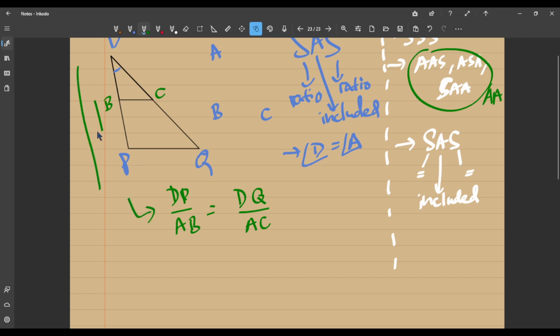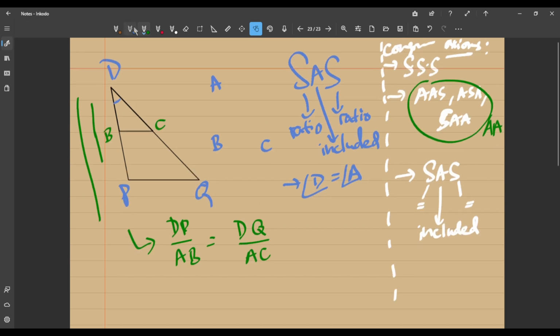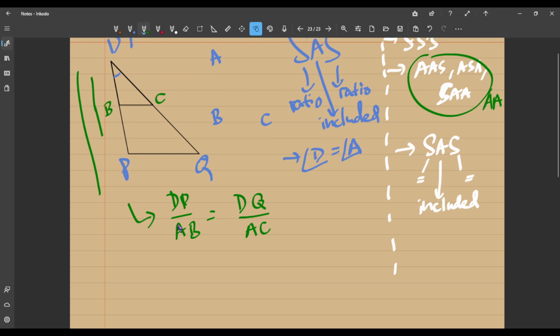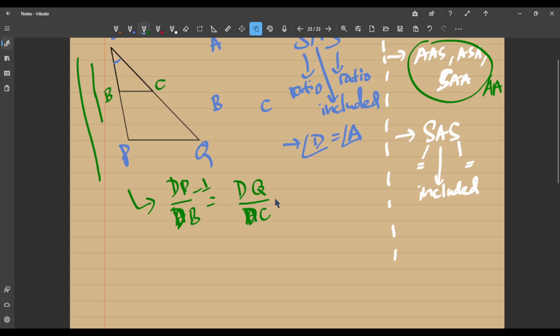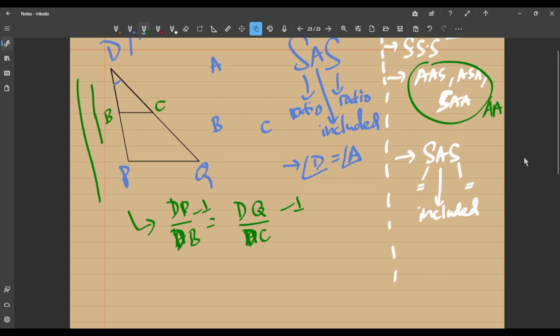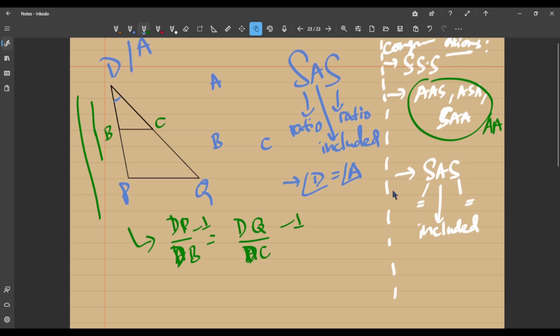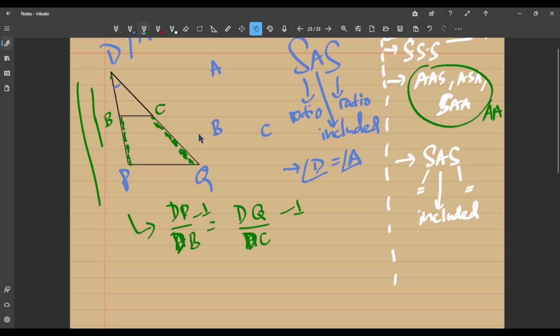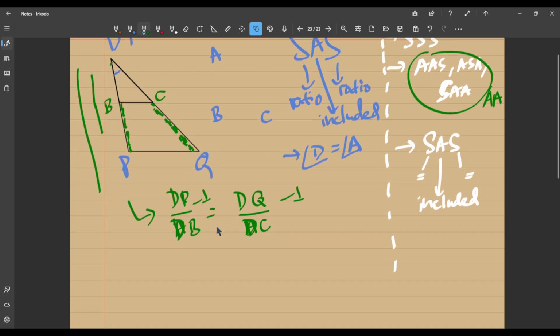So I know this ratio is true, DP by AB. This point is actually A, so wherever there's AB, I can write it as DB because I had moved that same triangle. So this is DP by DB is equal to DQ by DC. What if I subtract 1 from both the sides? I have an idea of subtracting 1 because somehow I'll have to get to this length PB. Somehow I need it as a ratio to show that this line BC divides it into the same ratio.